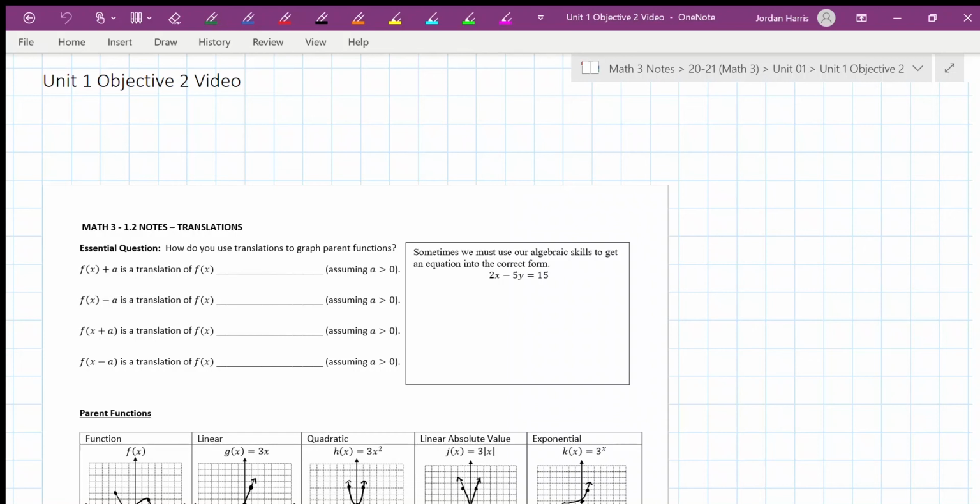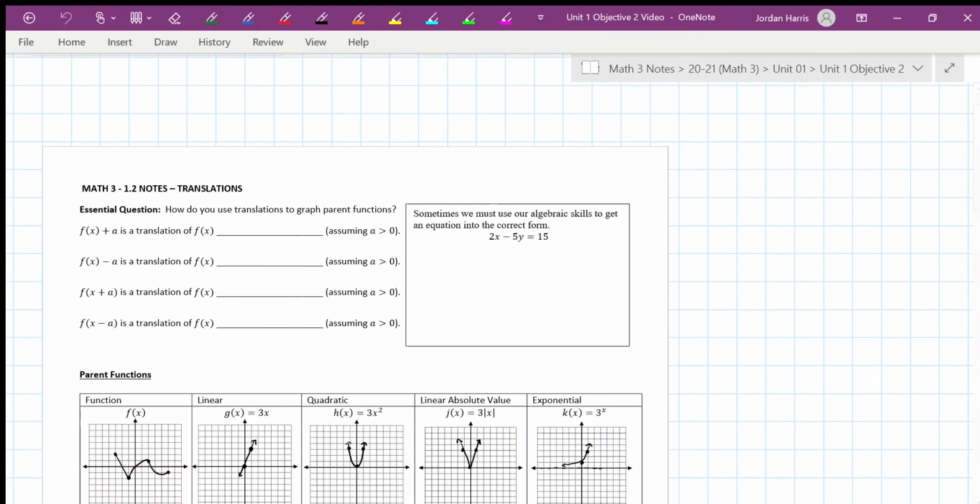This is Unit 1, Objective 2, talking about translations. So we have our essential question again. How do you use translations to graph parent functions? Translations is moving left, right, up, and down. So our key point is not going to be 0, 0 every time anymore. That was the parent function. Now we're going to be moving it around.